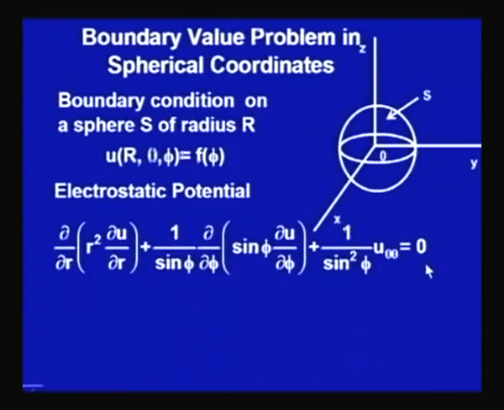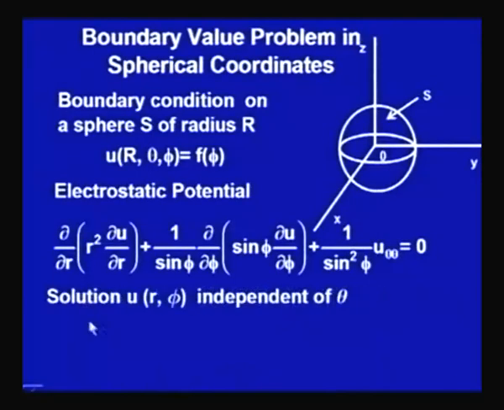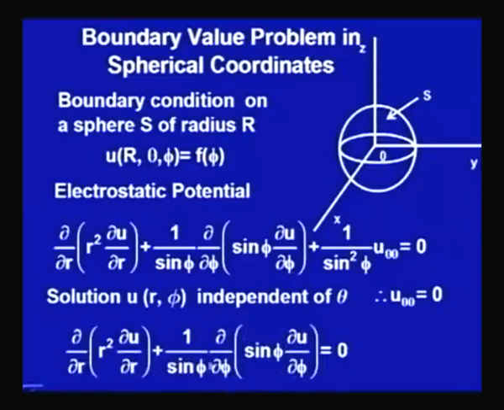I have written this Laplacian equation in the second form here. What it would give me is that u theta and u theta theta would be 0, so that term will go out. If the solution is independent of theta, u theta theta would be 0. That says I would get only two terms: del by del r of r square del u over del r, plus 1 upon sin phi del upon del phi of sin phi del u over del phi, is equal to 0.